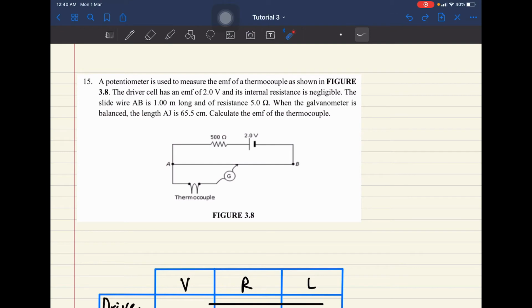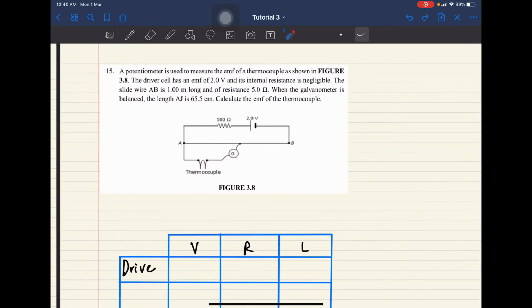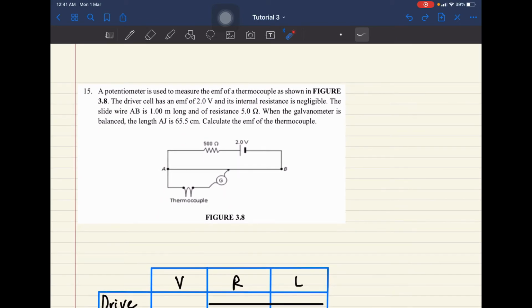So for question number 15, they state here that a potentiometer. So in this case, immediately you know that this one is about potentiometer. That's why I already drew this one, the table down here. And by now, you should be able to differentiate between potential dividers, such as in question 14, and potentiometer, such as in this question. Even if they didn't state it like this, you should be able to determine based on the circuit here.